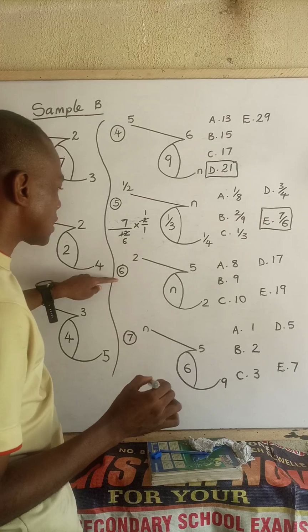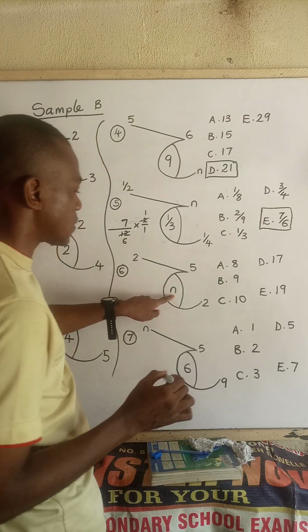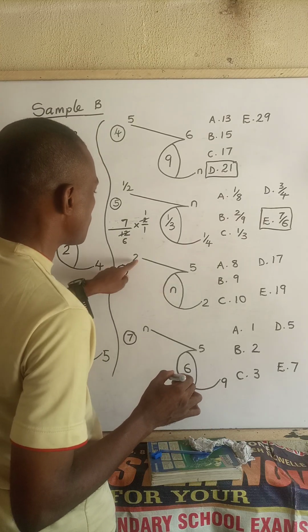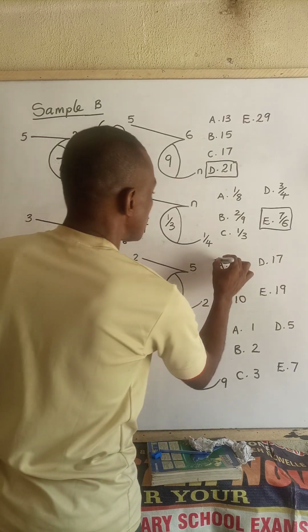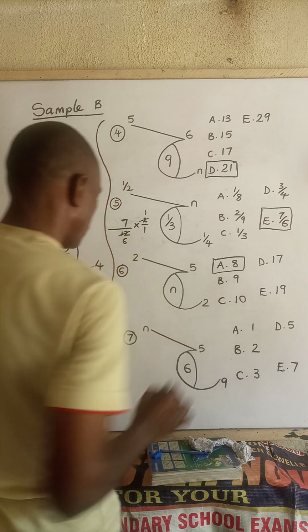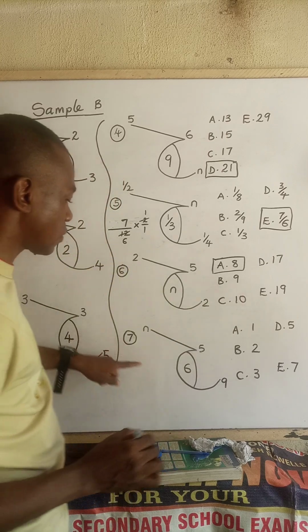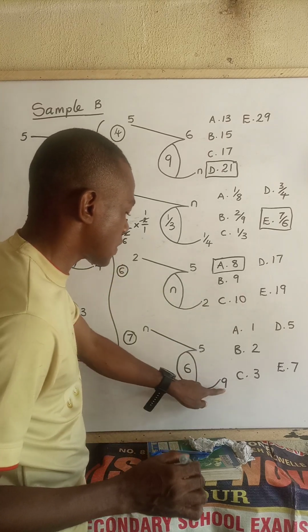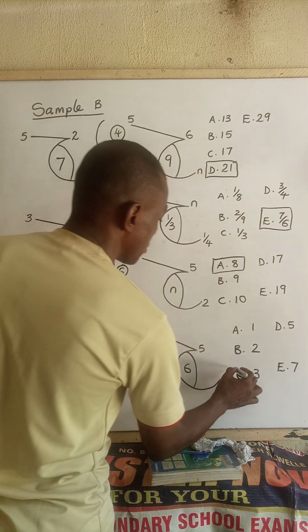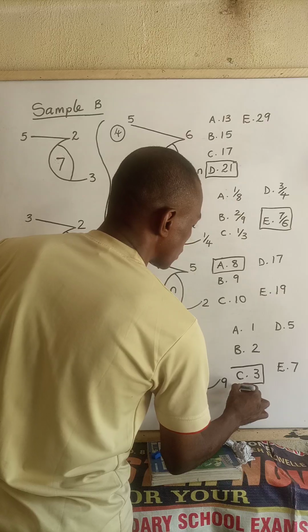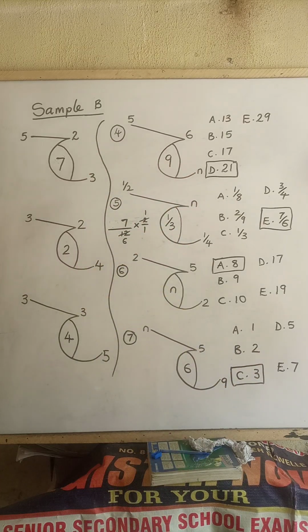We move to question number 6. In number 6, this part is not given. So what I will do now is I will do 2 times 5, 10. 10 minus 2 is 8. I will now move to question number 7. In number 7, I will do 6 plus 9, 15. 15 divided by 5, it will give us 3, meaning that answer to this point is what? Option C.